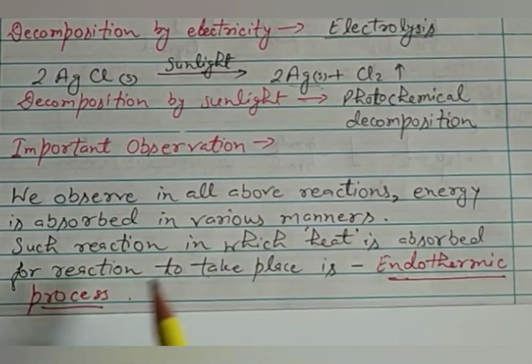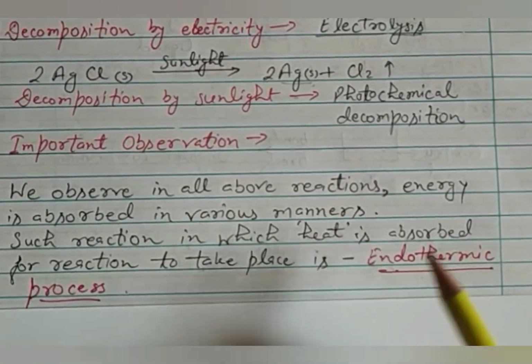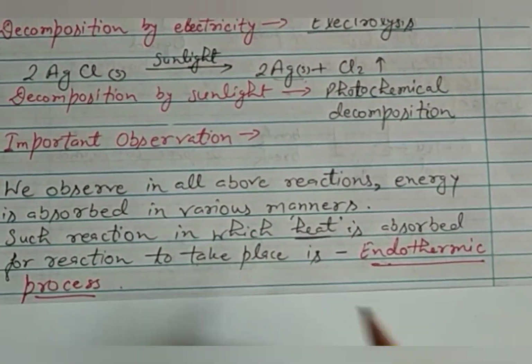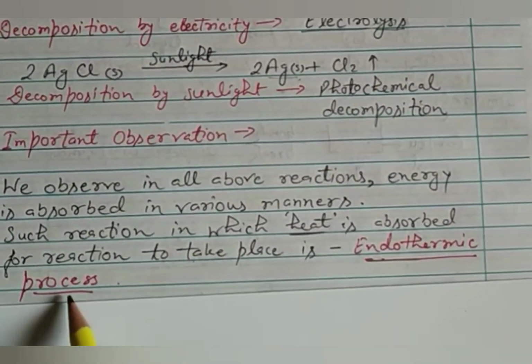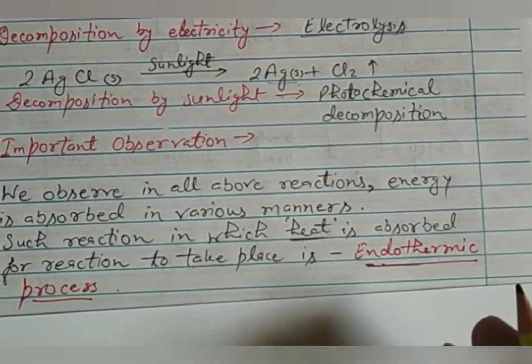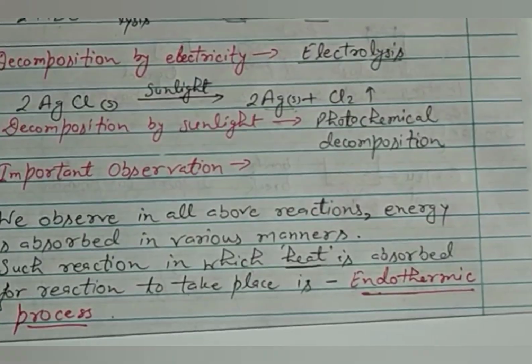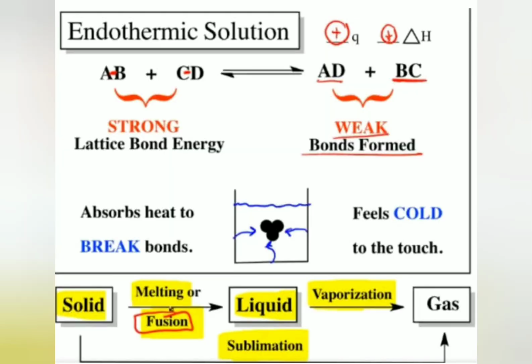Such reactions in which heat is absorbed, or you can say that energy is absorbed for the reaction to take place, are called endothermic reactions or endothermic processes. So all these reactions are also examples of endothermic processes. So here it represents the endothermic reaction. Its two important points are that it breaks bonds by using energy and it feels cold when you touch the result.